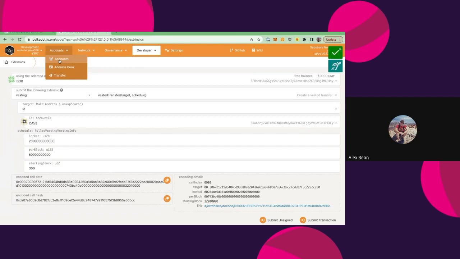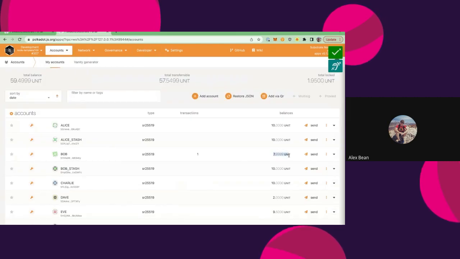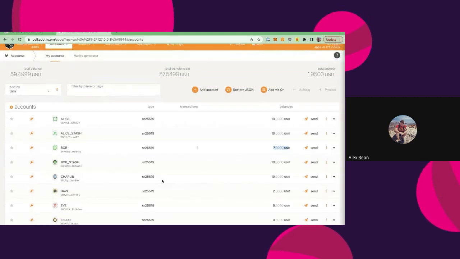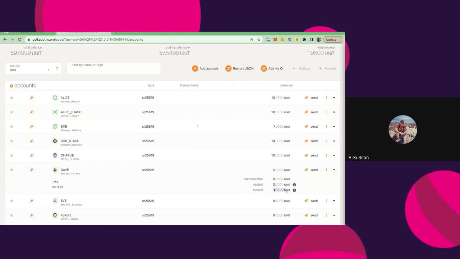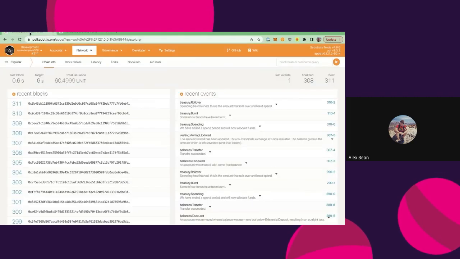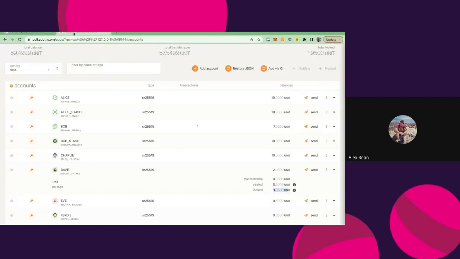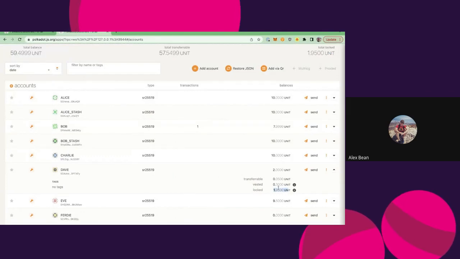So the transfer goes through. Now we can see Bob has like 8 units, a bit less because of the fees, but almost 8 units. And we'll see now what I sent to Dave. So Dave has 2 units now. He has just 0.05 transferable units, and he has almost 2 units locked. That was because when we sent the transfer, it was already block 306 that we set up. So this amount is vested, so it's increasing 0.05 each block that happens. So we now have increased 0.05 more.